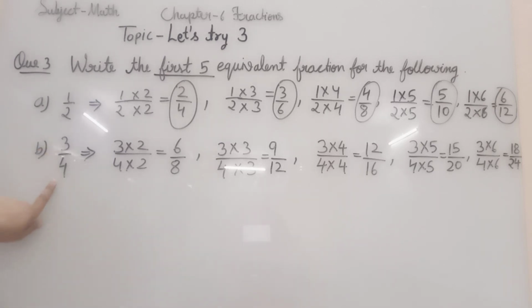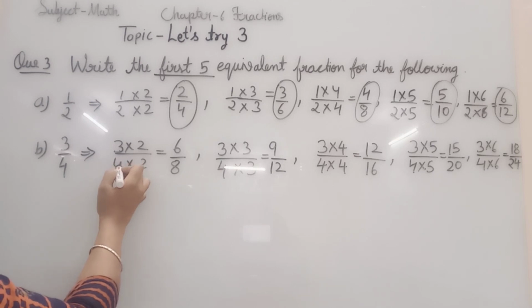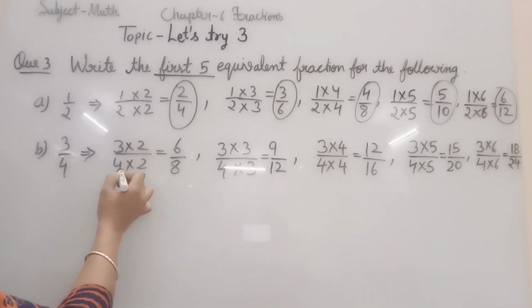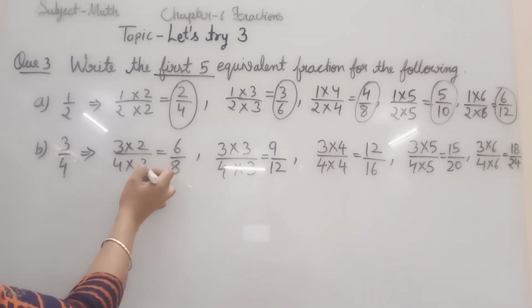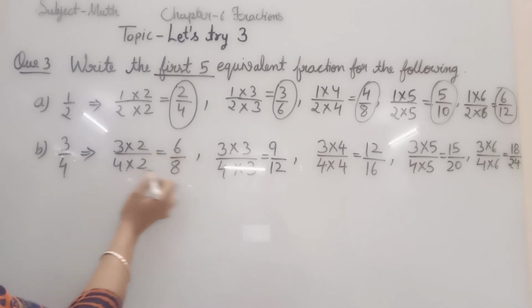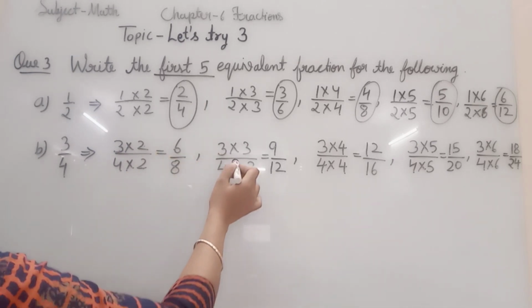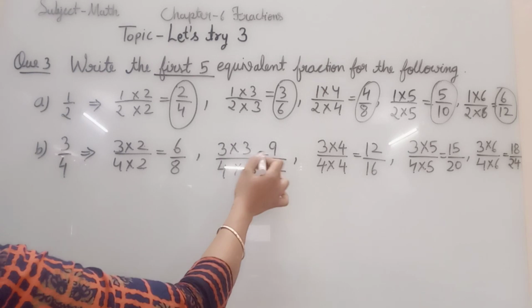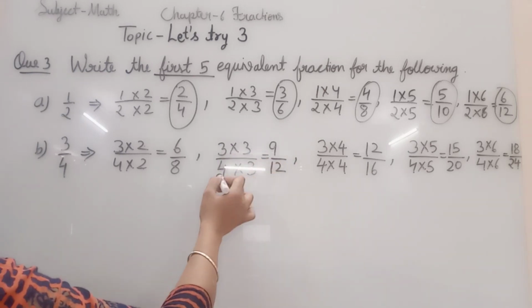B, 3 by 4. We have to find the first 5 equivalent fractions of 3 by 4. Same procedure we will follow. 3 by 4, I am going to multiply numerator and denominator with the same number, 2 by 2. 3 2s are 6, 4 2s are 8. Now 3 by 4 multiply with 3 by 3. 3 3s are 9, 3 4s are 12.